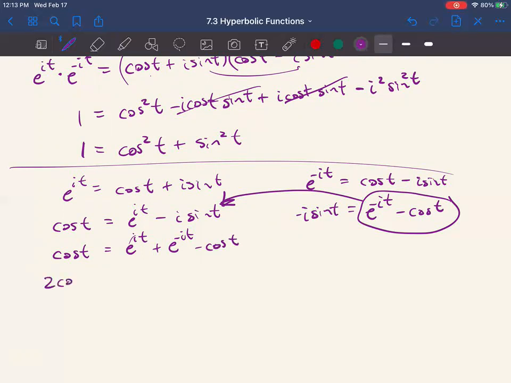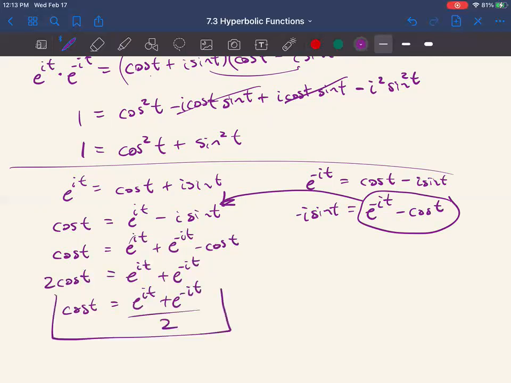So that gives me 2 cosine t equals e to the i t plus e to the negative i t, which tells me cosine of t equals e to the i t plus e to the negative i t over 2. And there you go. There's cosine expressed purely as exponentials right there. Have you ever seen that before? And so we can use that and say this is our definition of cosine.